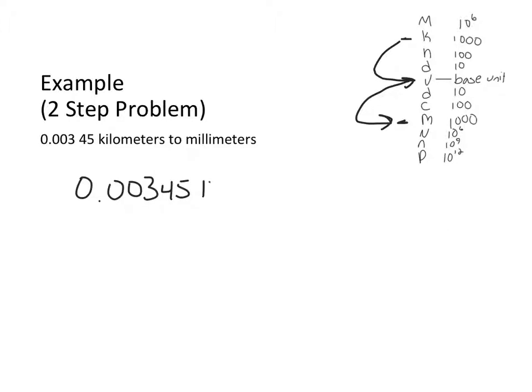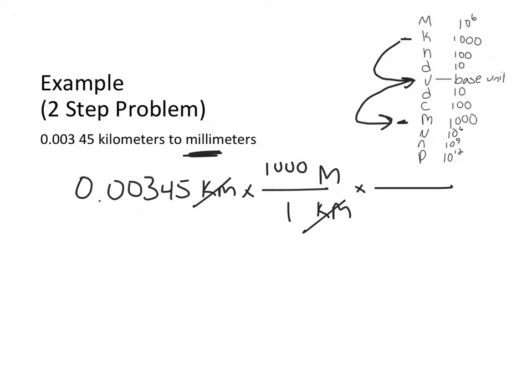So 0.00345 kilometers. I drop kilometers, and I want to go to meters first. Now, I look at the list, and I see that kilometers is higher than meters, so I want to put my 1 next to kilometers, and I put 1,000 next to meters because that's what kilo means. Kilometers cancel, and I'm still not in my desired unit. I got to get to millimeters, so I need to do another conversion. Meters to millimeters this time.